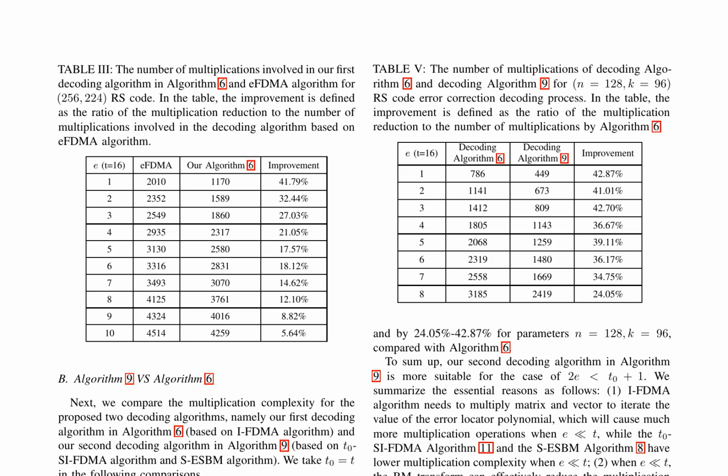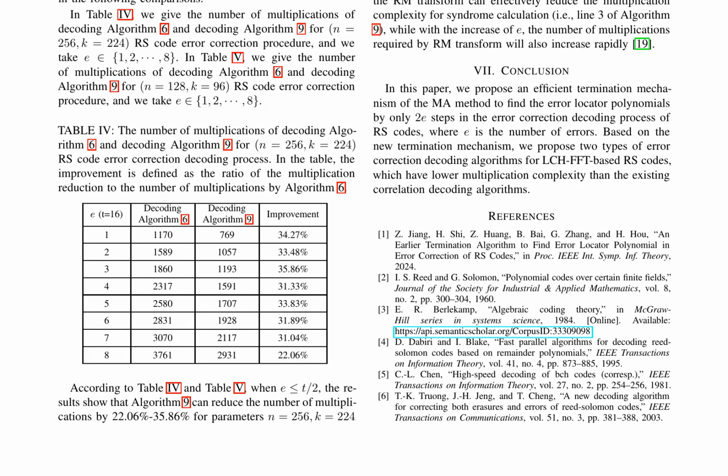Based on this new termination mechanism, two types of error correction decoding algorithms for LCHFFT-based RS codes are proposed, which have lower multiplication complexity than existing decoding algorithms. The first decoding algorithm, based on the IFDMA algorithm, reduces the number of multiplications by 41.79% to 5.64% for parameters n equals 256, k equals 224, and by 42.87% to 24.05% for parameters n equals 128, k equals 96, compared with the EFDMA algorithm.